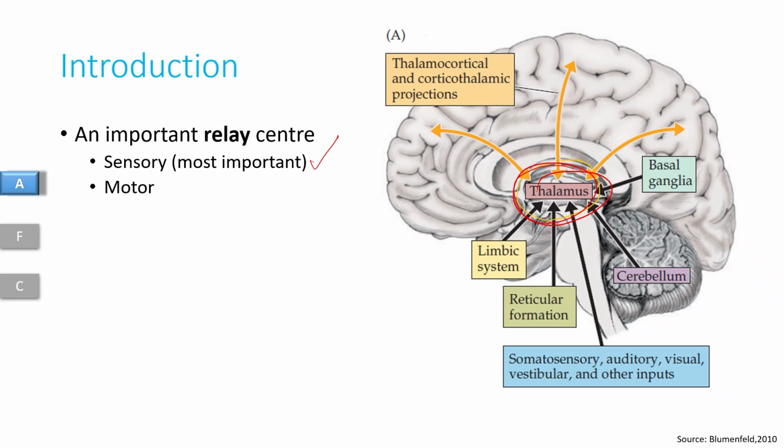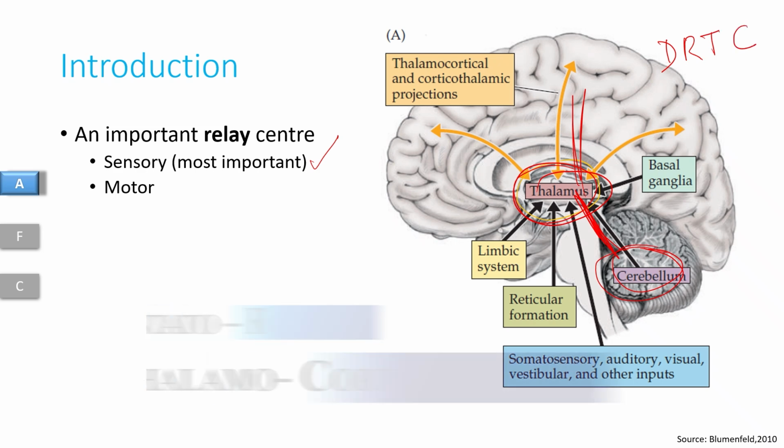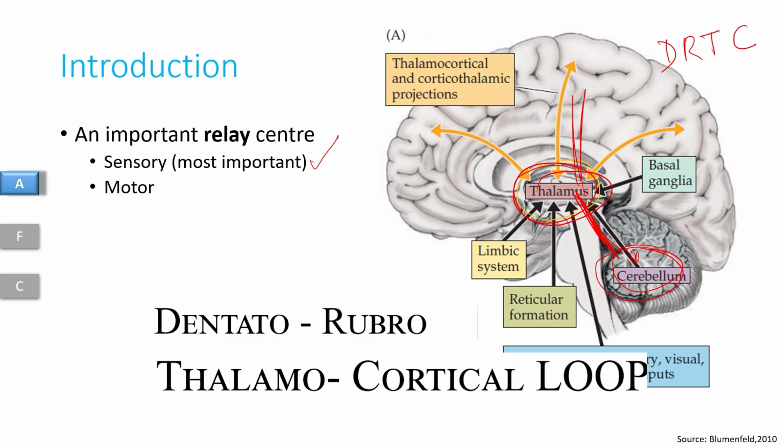I'll explain that in a word, because this is the cerebellum. The cerebellum will not connect directly to the cerebrum. It will connect only through the thalamus to the cerebrum. You might have heard about the dentate-rubro-thalamo-cortical loop. That is how the dentate nucleus of the cerebellum communicates to the cortex and modulates the cortex. It is through the thalamus. So the thalamus is again a relay station there.